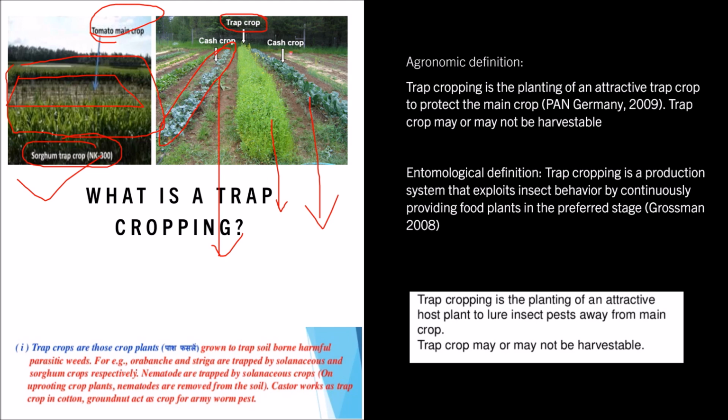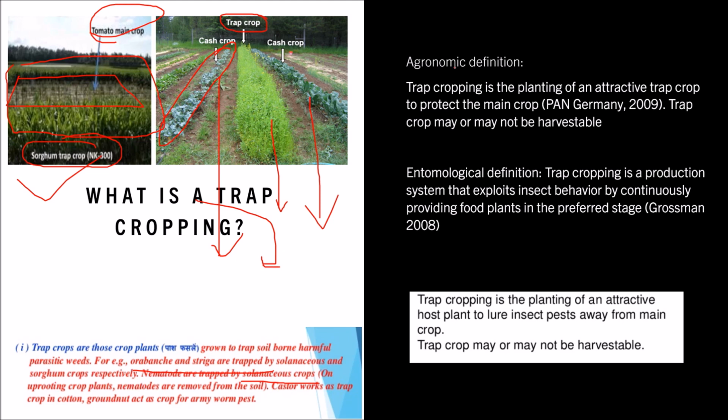For example, orobanche and striga are very important, and they are trapped by the solanaceous and the sorghum crops respectively. Nematodes are trapped by the solanaceous crops, and on uprooting the crop plants, nematodes are removed from the field. Castor also works as a trap crop in the case of cotton. Groundnut acts as a trap crop for the armyworm pest. So there are many examples which we can quote from the options given below.